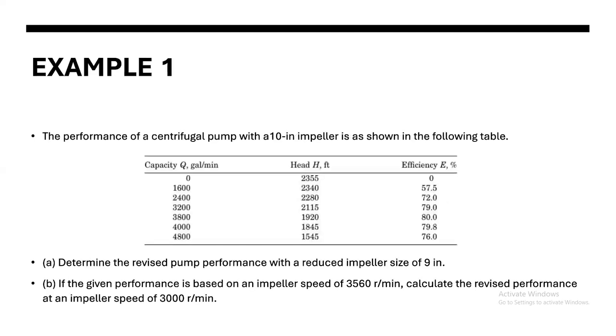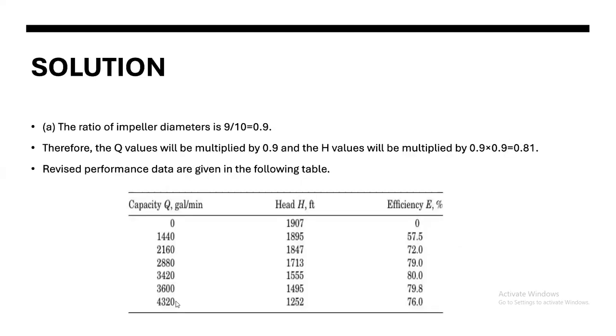Example: the performance of a centrifugal pump with a 10-inch impeller is shown in the following table. So we have these points and their corresponding efficiencies. Determine the revised pump performance with a reduced impeller size of 9 inches. What will be your capacity? What will be your head? Efficiency will not change because we are taking these points on the ISO efficiency graph, which means the efficiency is constant. If the given performance is based on an impeller speed of 3,560 revolutions per minute, calculate the revised performance at an impeller speed of 3,000 revolutions per minute.